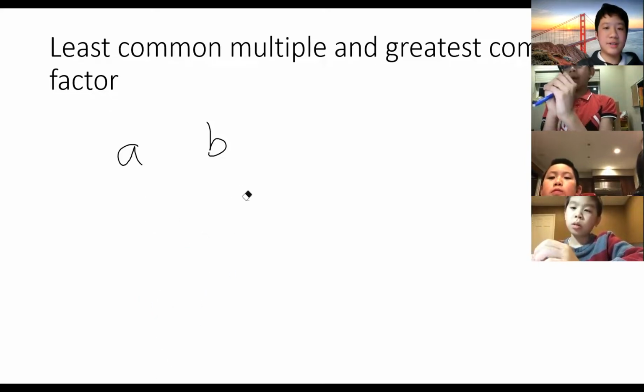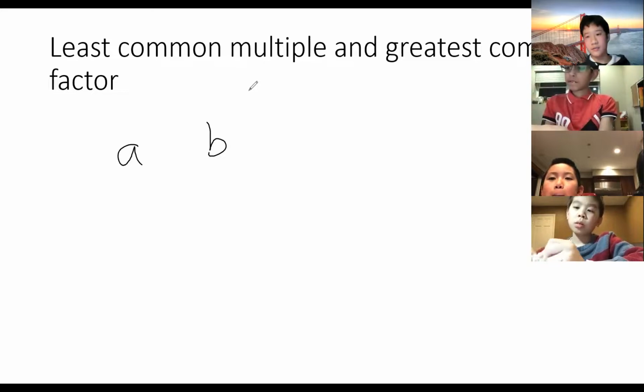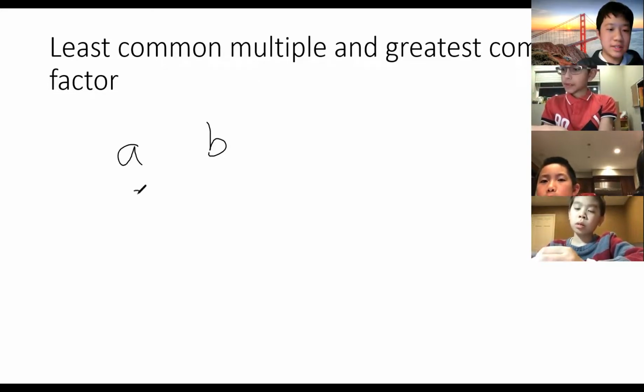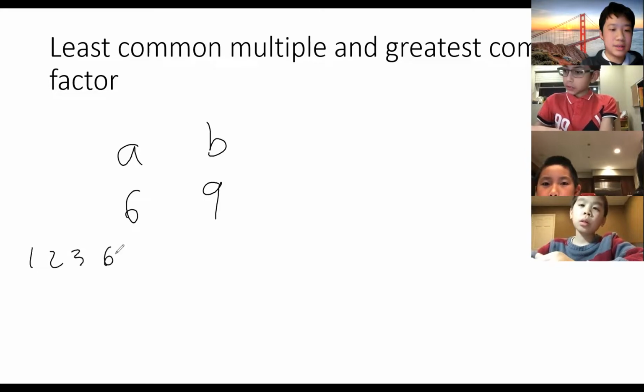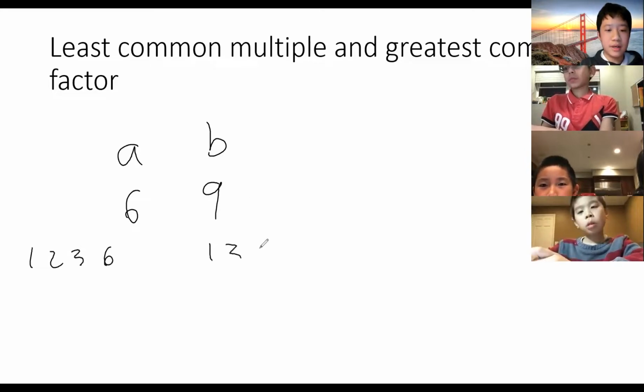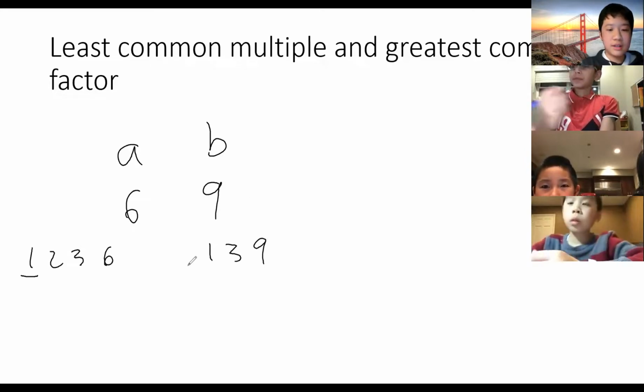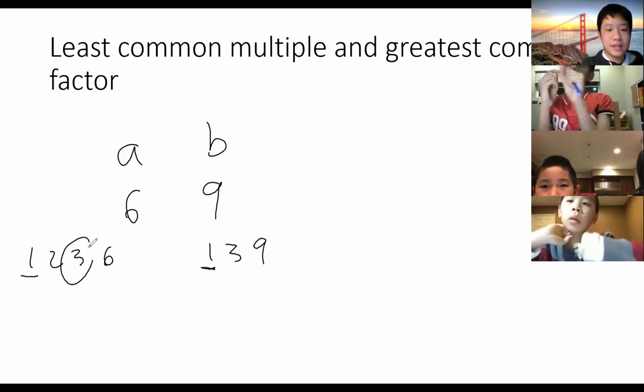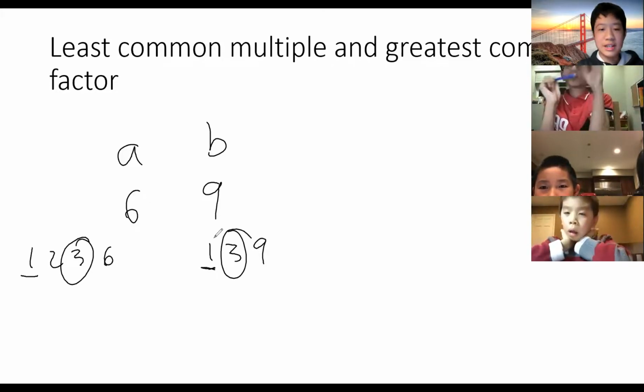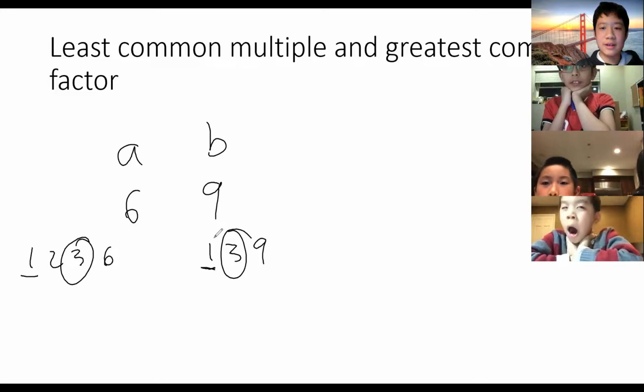What about greatest common factor? Greatest common factor is the greatest number that is a factor of each of these. Let's go with 6 and 9 again. Let's look at the factors of 6: 1, 2, 3, 6. For 9, I have 1, 3, 9. As you can see, 1 is a factor of both of them, but 3 is too. So 3 is the biggest one, so 3 is the greatest common factor.